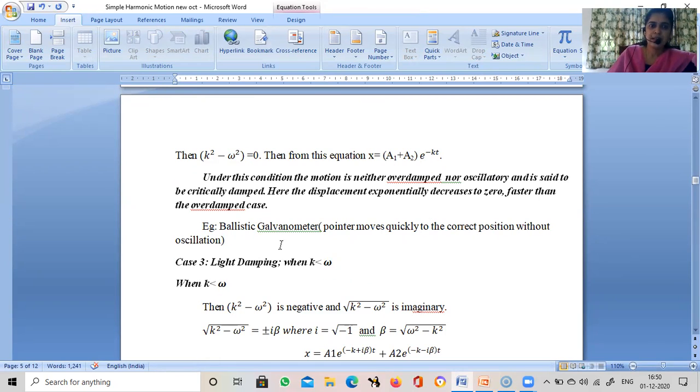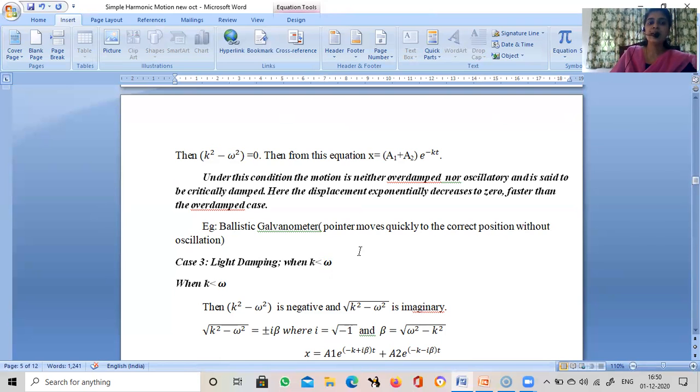Now an example for the over-damped condition is an oscillator that oscillates in a highly viscous medium like oil or water. There, without performing any oscillations, the displacement or the amplitude decreases exponentially with time to 0. In the critical damping condition, an example is the ballistic galvanometer. The pointer moves quickly to the correct position without performing any oscillations.